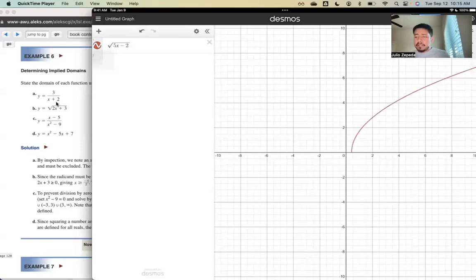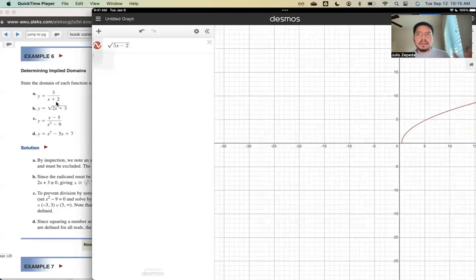If we're trying to graph these functions, it's a good idea to know where the domain is, where the function actually exists, because if we draw anything on the negative side over here for this function, that would not be right, because that's not part of the domain of this function.